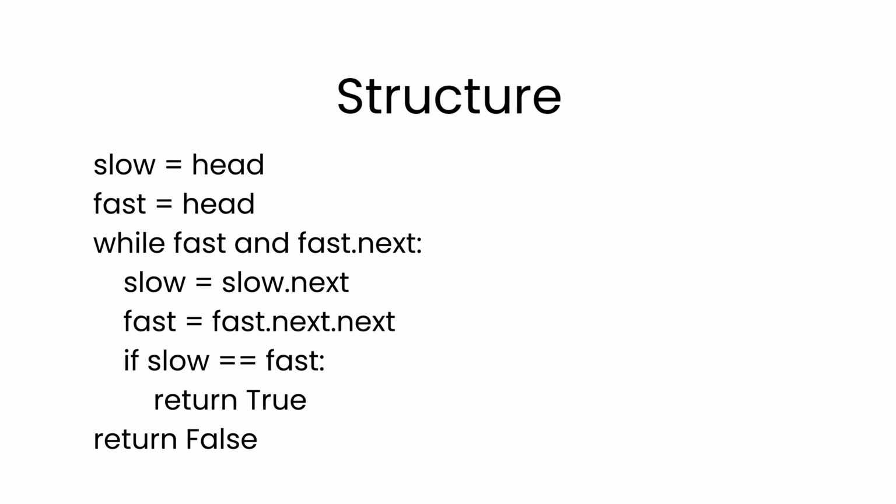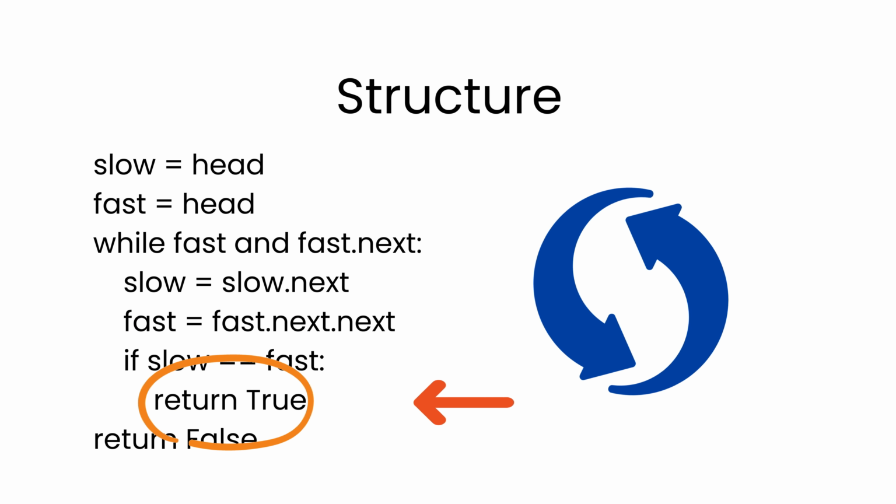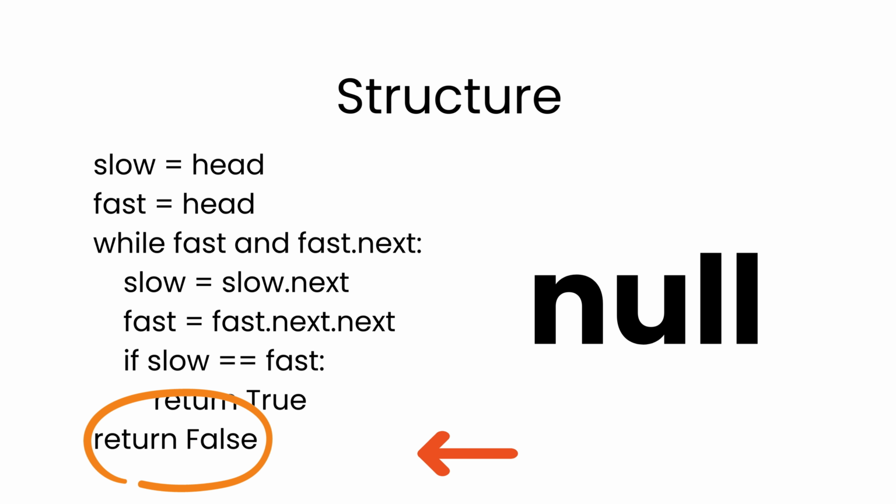Now, let's structure our approach. Start both slow and fast pointers at the head. Move slow by 1 node, fast by 2 nodes each loop. If at any point slow equals fast, we found a cycle, return true. If fast hits null, the end, there's no cycle, return false.